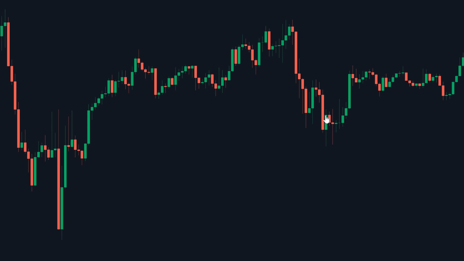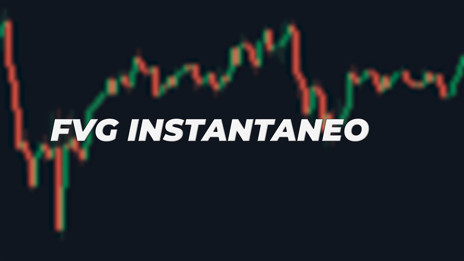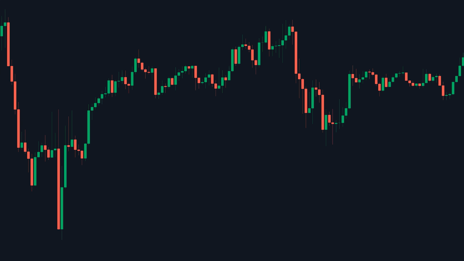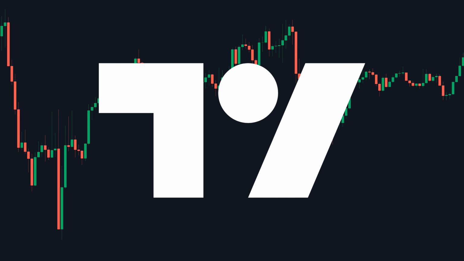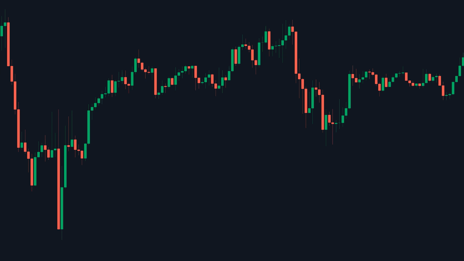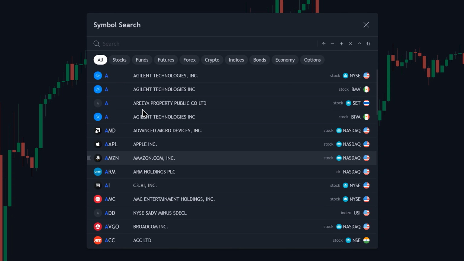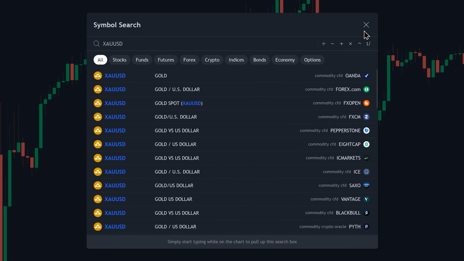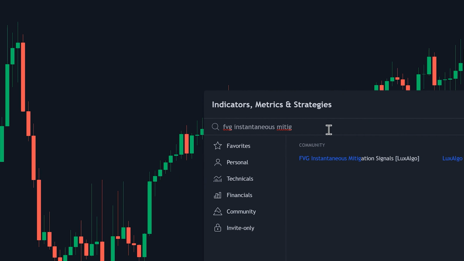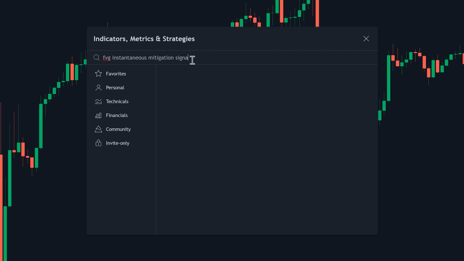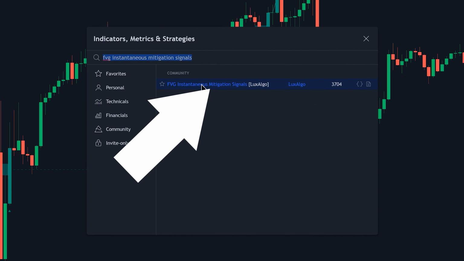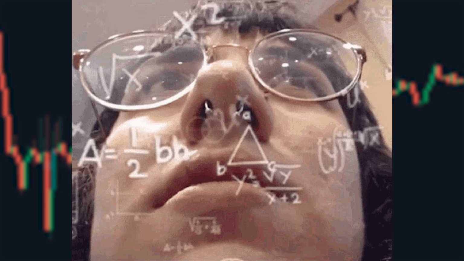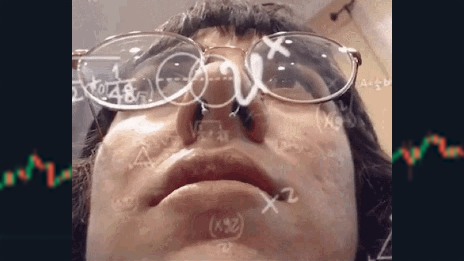Let's get into it. Now, to get started with this strategy, we need to add an indicator known as FVG Instantaneous Mitigation Signals. To do that, you want to go to Tradingview, which is the trading platform that I'm going to be using. If you need to sign up, the link for that is going to be in the video description. Next, you want to load any trading security that you like in any time frame. For me, I'm going to be using the 15-minute time frame of XAU USD. After that, you want to click on Indicators and then type in FVG Instantaneous Mitigation Signals, and it's gonna be this one by LuxAlgo.